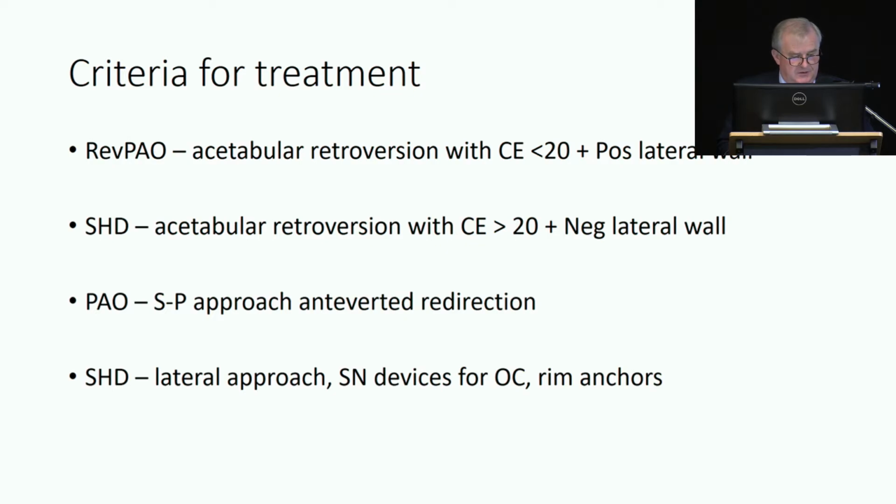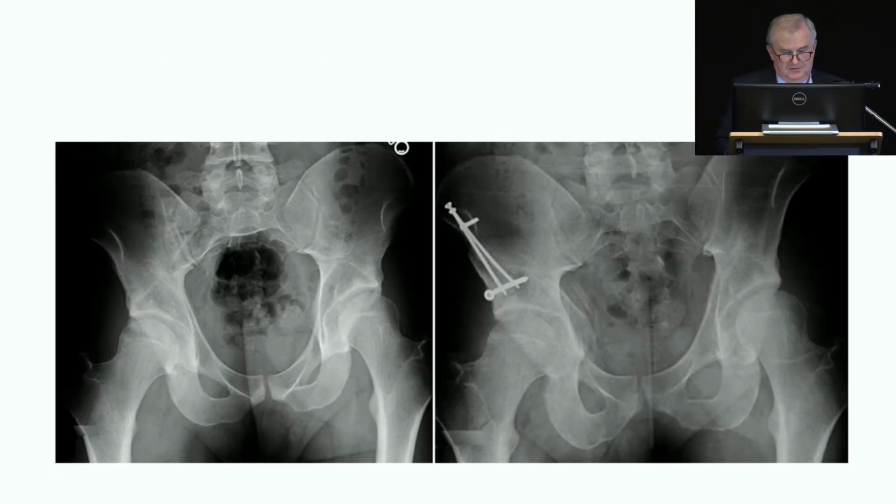As mentioned, today we will have a lecture by Andriy Korytkin about the principles of PAO. The PAO is performed by the Smith-Petersen anterior approach, but this reverse technique involves the opposite direction to the regular one we use for the dysplastic hip. And the classic surgical hip dislocation, as mentioned before, is done from the lateral approach using Smith & Nephew devices for osteochondroplasty and rim trimming.